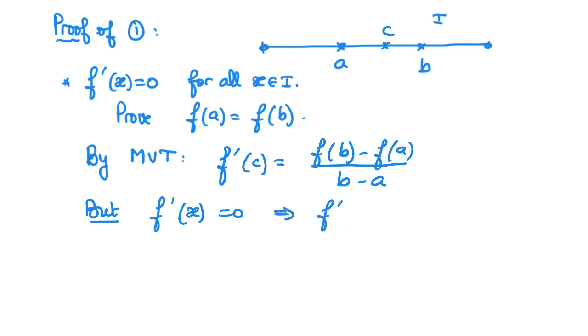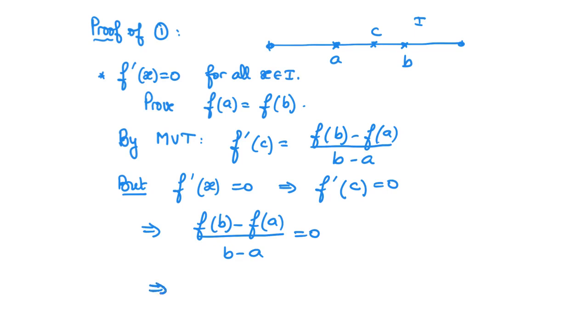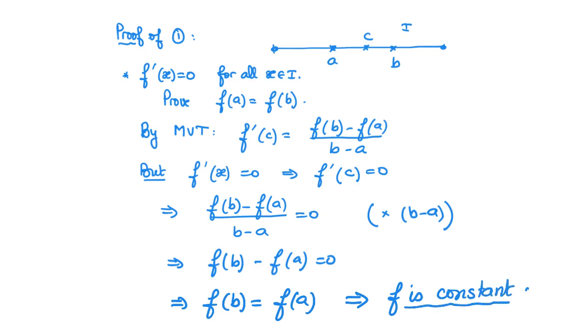That means f dash of c is equal to 0, which means that the fraction f of b minus f of a over b minus a is equal to 0, which means in fact that, multiplying both sides by b minus a, you will get f of b minus f of a equal to 0, which implies that f of b is the same as f of a, which basically means that f is constant on the interval I. It has exactly the same value everywhere on the interval I.